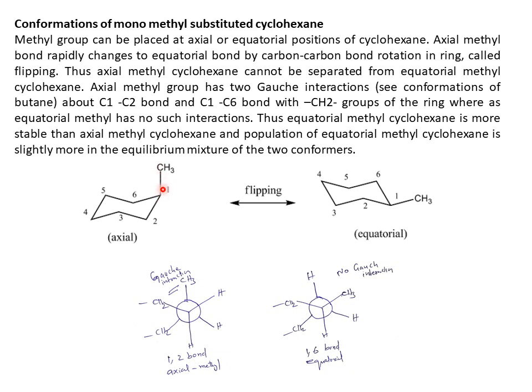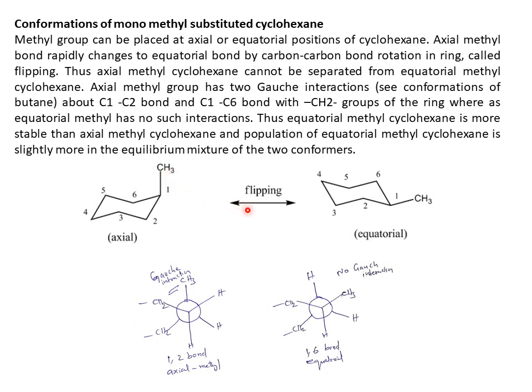The Gauche interactions are due to this CH3 group and this CH2 group of the third carbon atom through the 1,2 bond, and another Gauche interaction of the CH3 group with respect to the 1,6 bond with the fifth CH2 group that is not drawn here. So there are two Gauche interactions when an axial methyl group is there in cyclohexane.